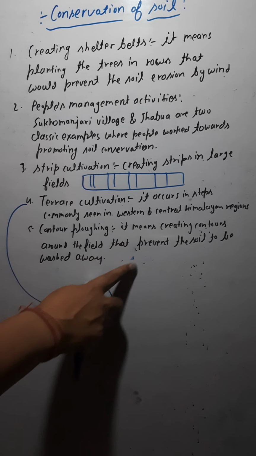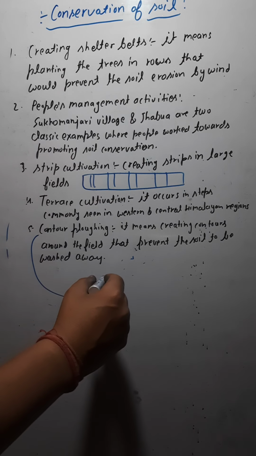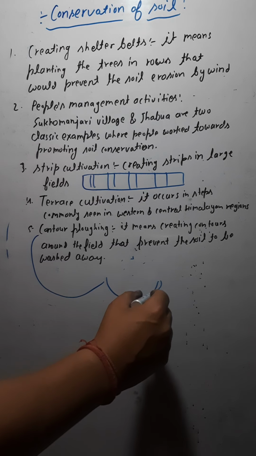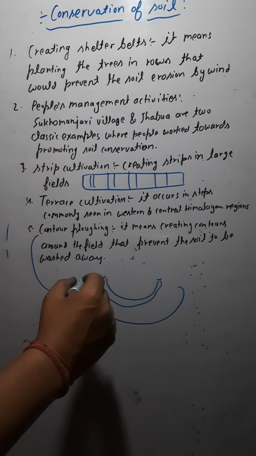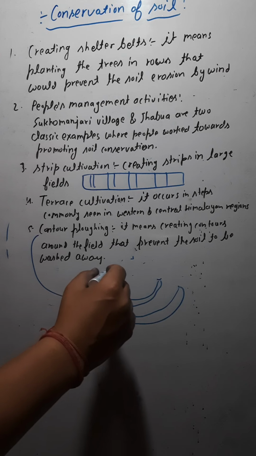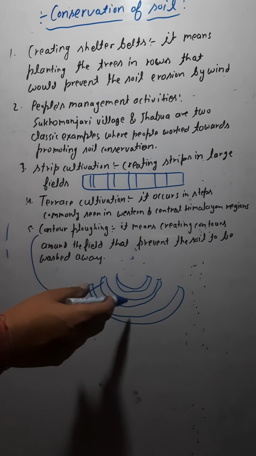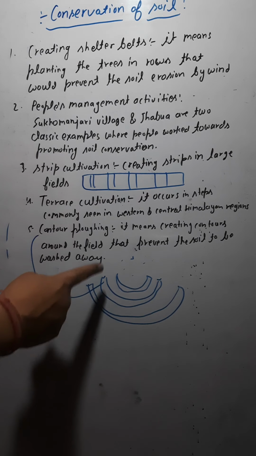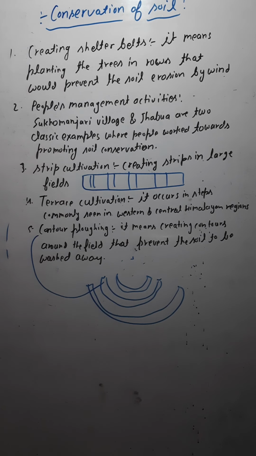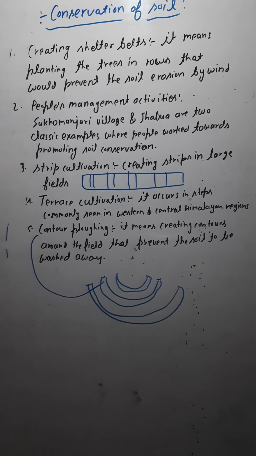The next thing is contour ploughing. Contour ploughing means this is the contour. Suppose you have a piece of land, and around it you are creating a contour like this, and then another contour like this. Suppose you have a large land here, and you are creating contours on this one land. By this process we are creating contours, and with the help of these contours the soil is prevented from being washed away with running water. So this contour ploughing is also beneficial for soil conservation. This is how we can conserve the soil here.